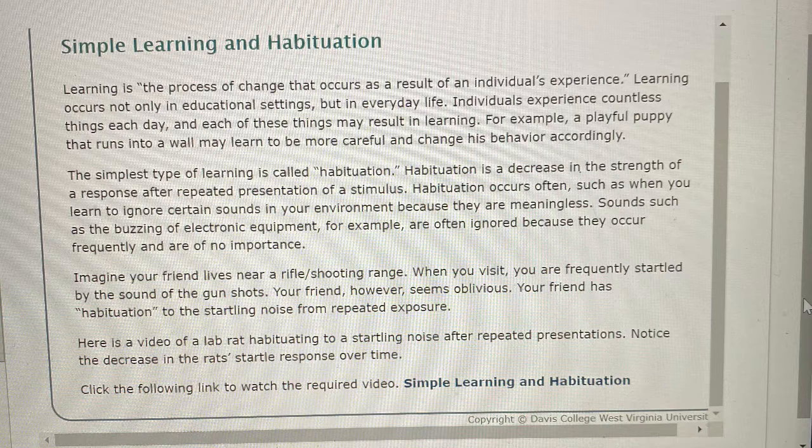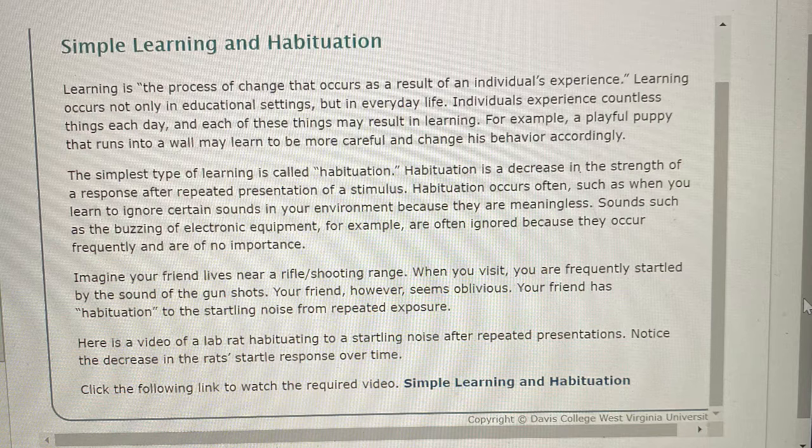The simplest type of learning is called habituation. Habituation is a decrease in the strength of a response after repeated presentation of a stimulus. Habituation occurs often, such as when you learn to ignore certain sounds in your environment because they are meaningless. Sounds such as buzzing of electronic equipment, for example, are often ignored because they occur frequently and are of no importance.